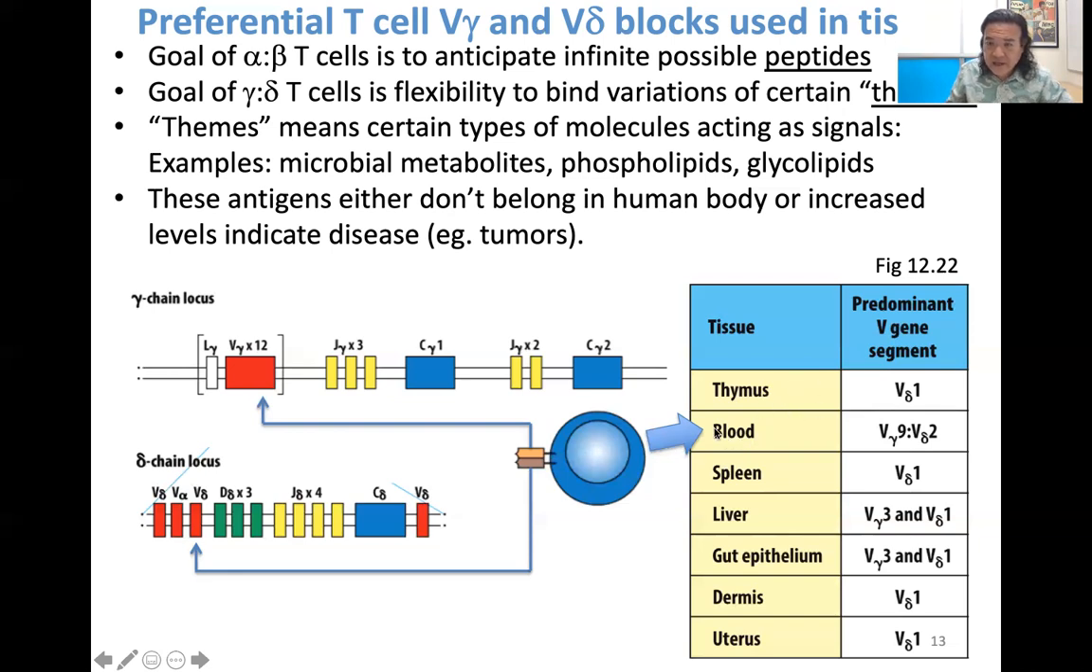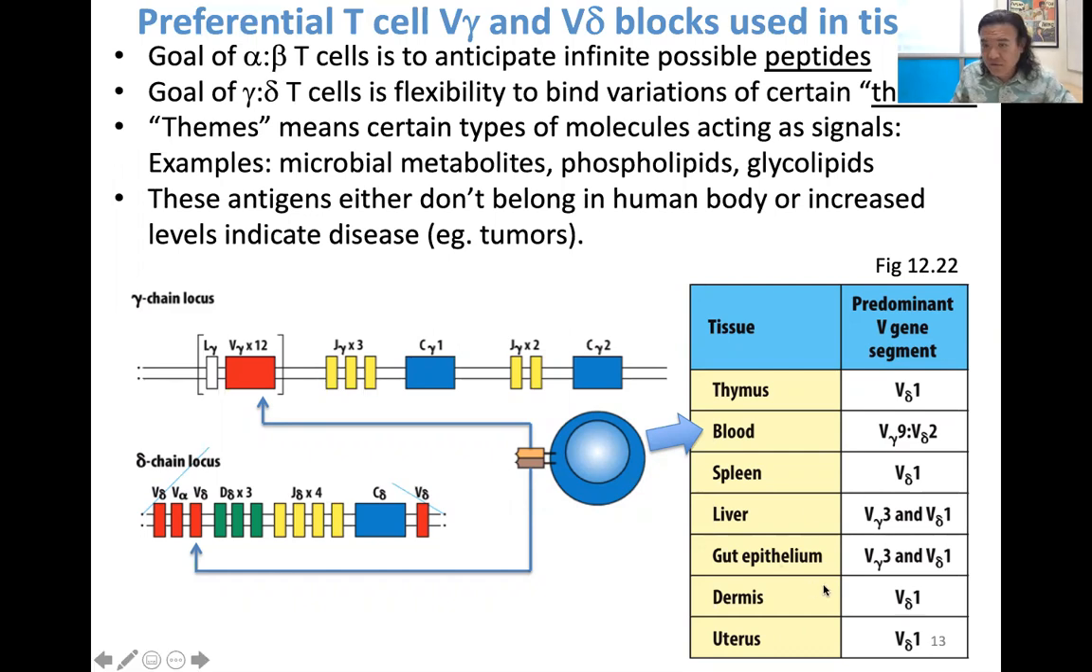So for example, if you look here, gamma delta T cells that end up circulating in the blood typically have combinations of V gamma 9 and V delta 2, meaning the 9th block of the 12 different choices was chosen, and the 2nd block of the delta V blocks was chosen. That combination makes for the right shape to be more useful in the environment of the blood. So the types of three-dimensional shapes it binds to, maybe evolutionarily, have a better chance of being expressed by cells in your circulation if they're having problems.